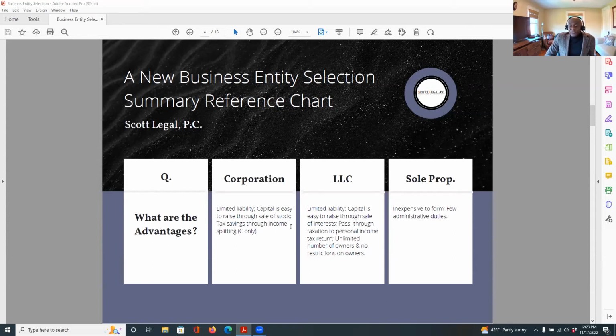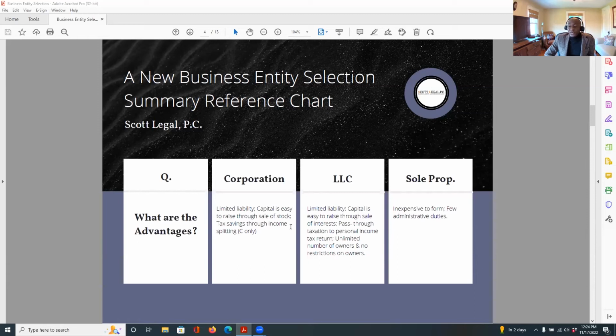Now let's look at the advantages of the different entity types. A lot of the time when we set up entities for individuals, we send them a questionnaire and ask them about their goals so that we can advise them as to whether or not they should set up a corporation or an LLC, because we're almost never going to advise setting up a sole proprietorship. But for a sole proprietorship, the advantage is that it's inexpensive to form, and there are few administrative duties associated with it. The advantage of either a corporation or an LLC is going to be the limited liability protection. That's definitely going to be a big one.